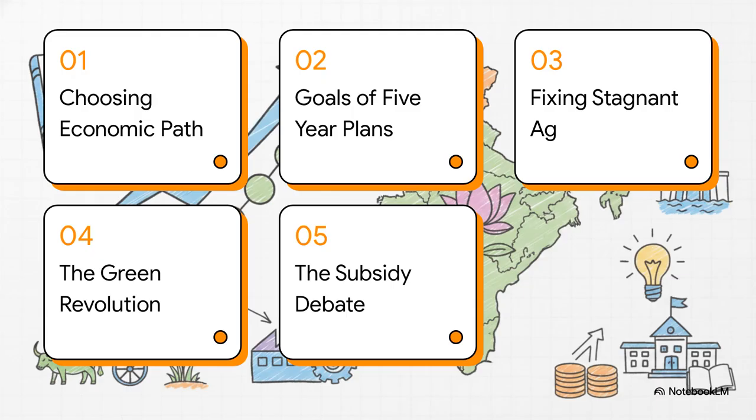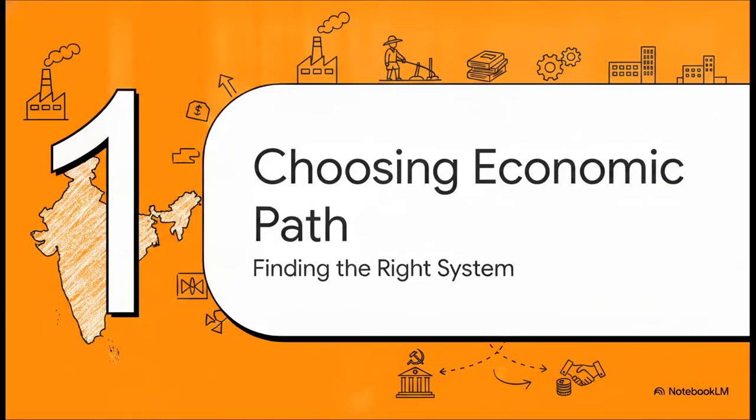To figure that out, here's our roadmap for this explainer. We'll look at choosing an economic path, the goals of the 5-year plans, fixing stagnant agriculture, the green revolution, and finally, we'll wrap up with the subsidy debate. Let's get right into it. Starting with part 1, choosing an economic path and finding the right system.